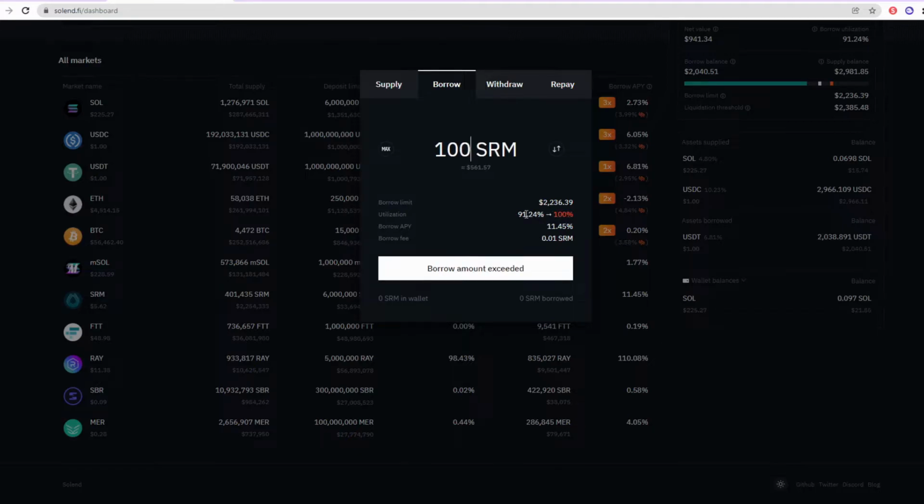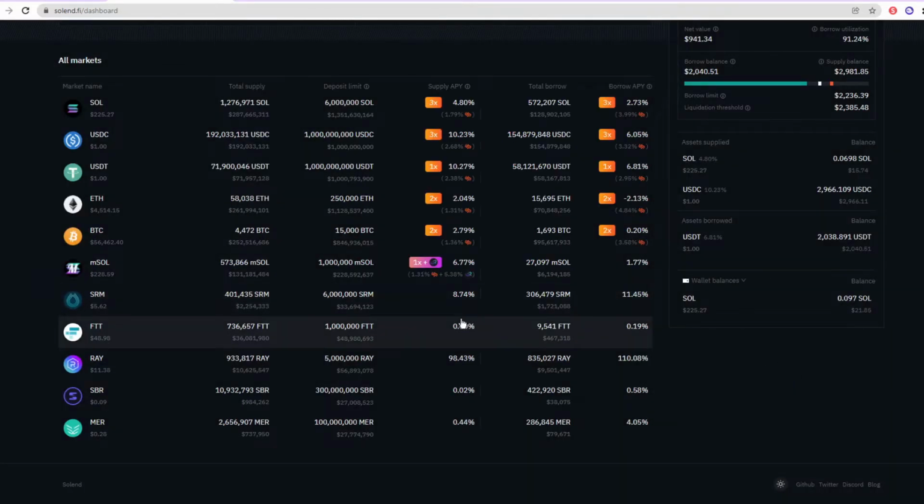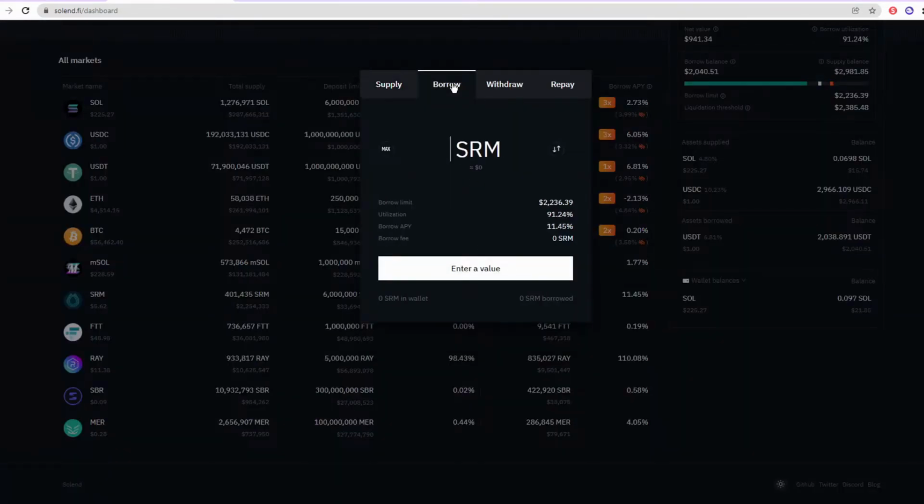If you borrow 100 SRM, you will see there's this borrow limit utilization. We'll talk about all this later on. And there's a borrowing fee of 0.01 SRM. So this is a 0.01 percent fee. For every token that you borrow, they charge a fee of 0.01%. This is a promotional rate that applies to only certain coins. Just key in 100 and you see it's 0.01%.